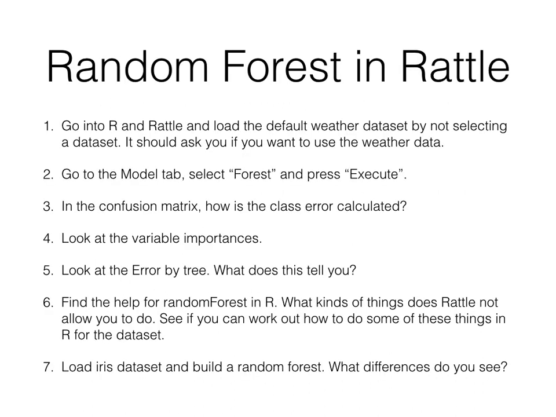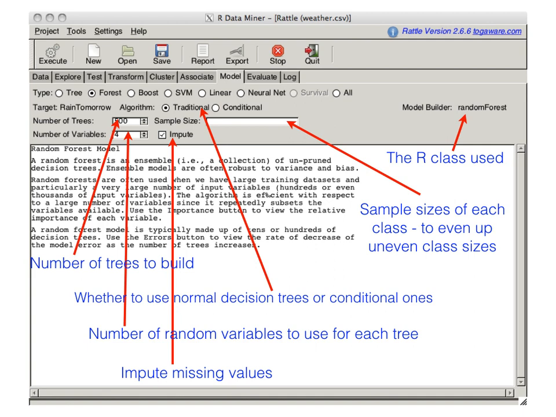I'm just going to quickly talk about this. If you're using random forest in Rattle, then it's quite easy to do. This is the model tab, and you choose forest, and you can see you can choose which type of decision tree to build, a traditional or a conditional tree. We can set the number of trees and the number of variables.